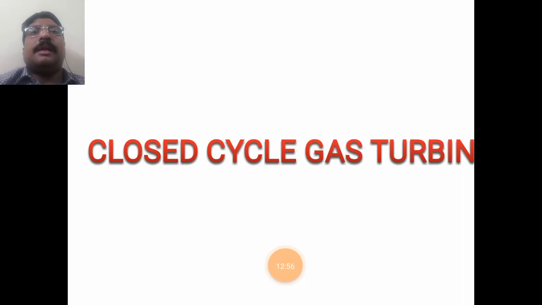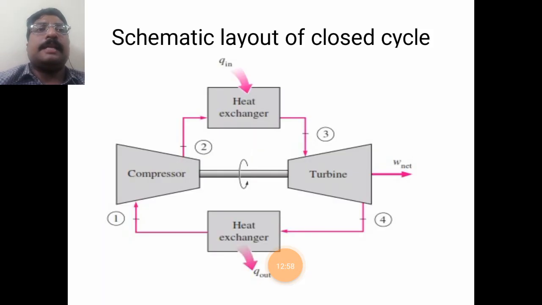We have another type of cycle, that is the closed cycle gas turbine. This is the schematic layout of the closed cycle gas turbine. It consists of a compressor, heat exchanger, turbine and heat exchanger. The heat exchanger between process 2-3 is just a combustion chamber, and between 4-1 is a heat exchanger which is used to release the heat into the atmosphere.